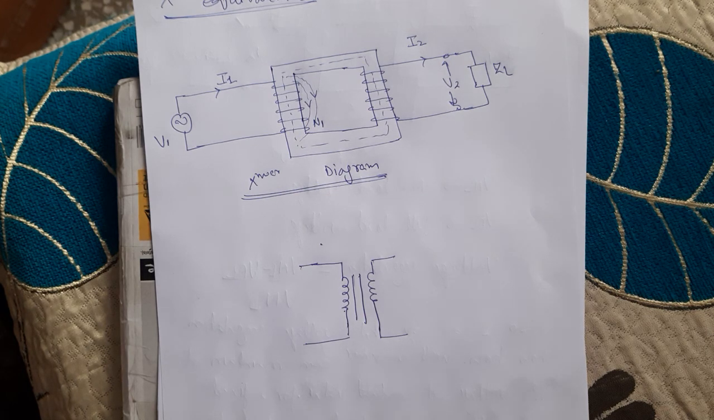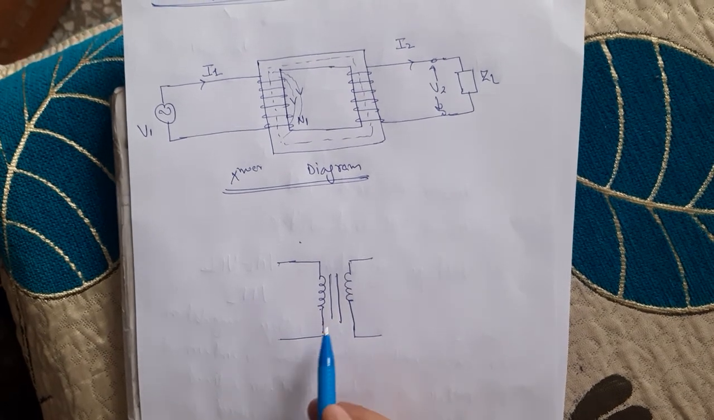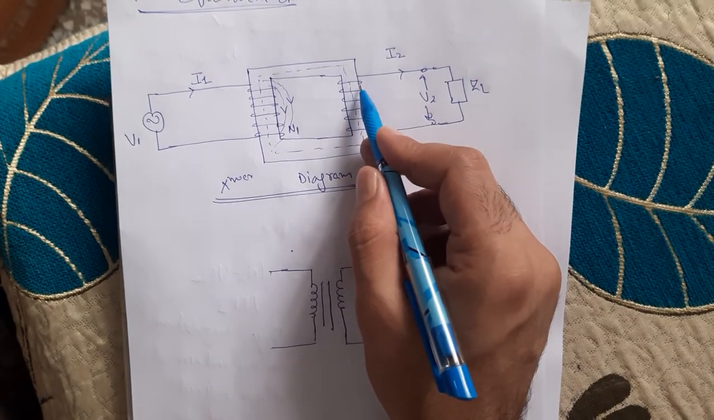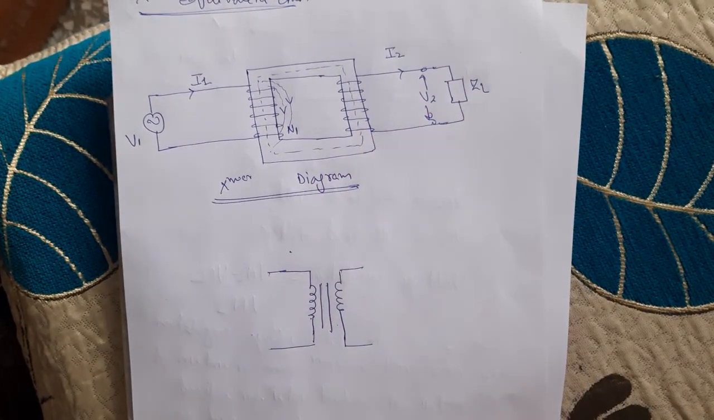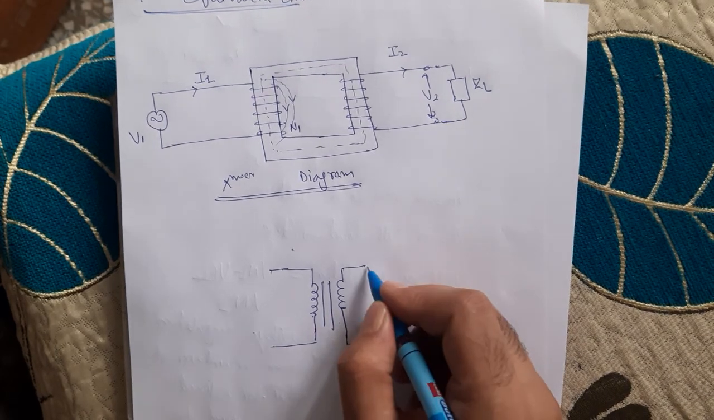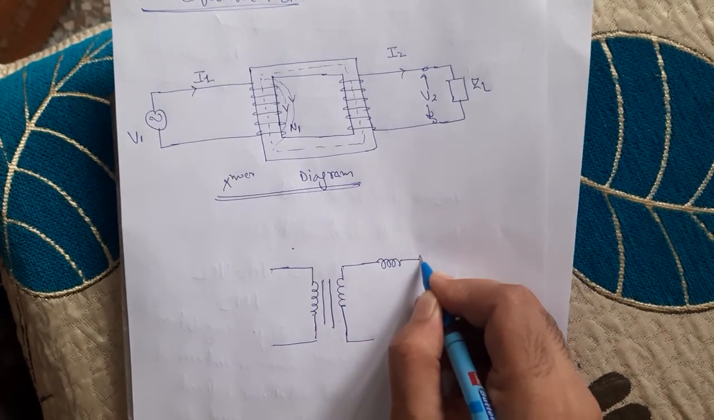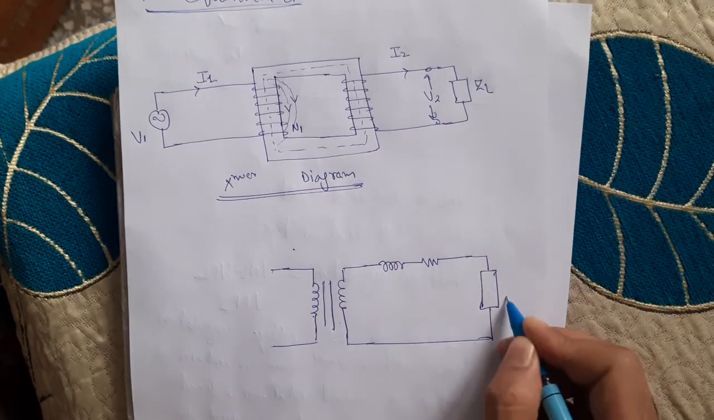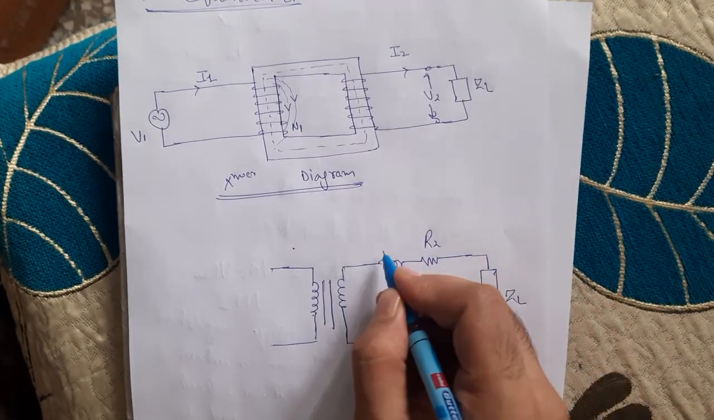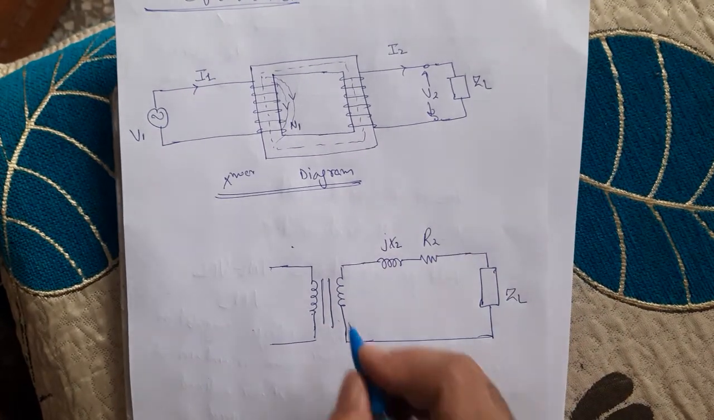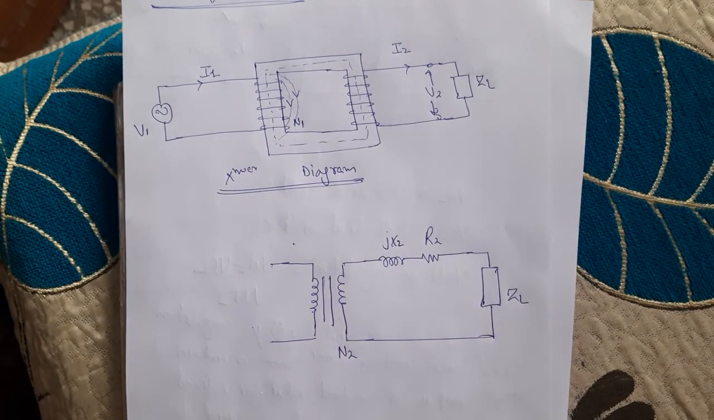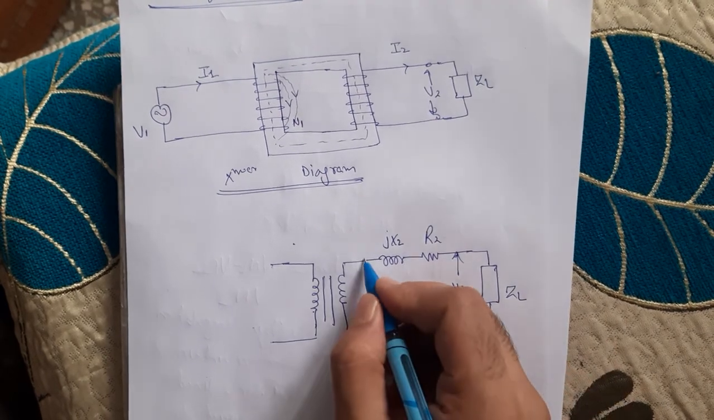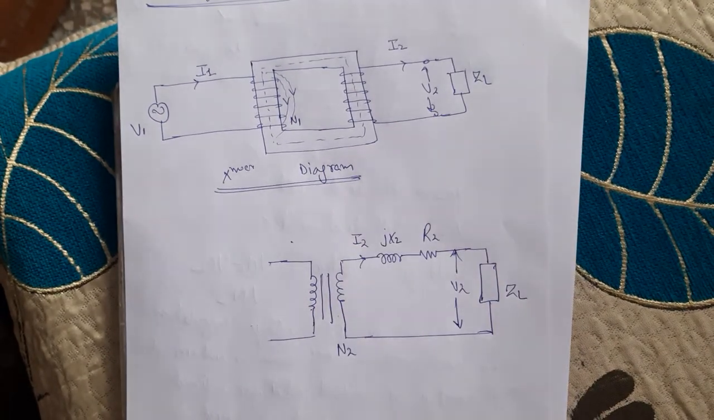So what we do, firstly I will complete the secondary circuit. This is a primary circuit and this is a secondary circuit. So this is a coil. Okay, this coil will have some reactance and some resistance. So I will draw the reactance here and the resistance here, then I have the load here. So this is my load, this is my resistance R2, and this is my reactance jX2, and this is N2 number of turns. Here the voltage is V2 across the load, and the current flowing in this circuit is I2. Okay, this is the secondary circuit.